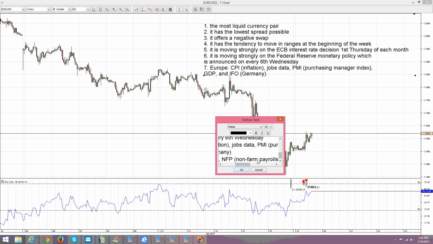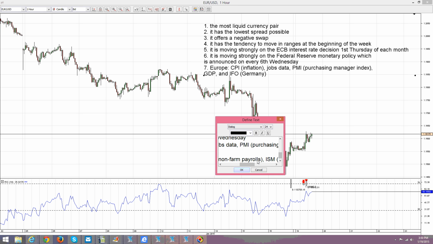Now the non-farm payrolls economic release is coming on every first Friday, no matter what. And it is being released, of course, referring to the jobs data that are being created or not in the US economy in the previous month. Then you should look for the ISM releases.